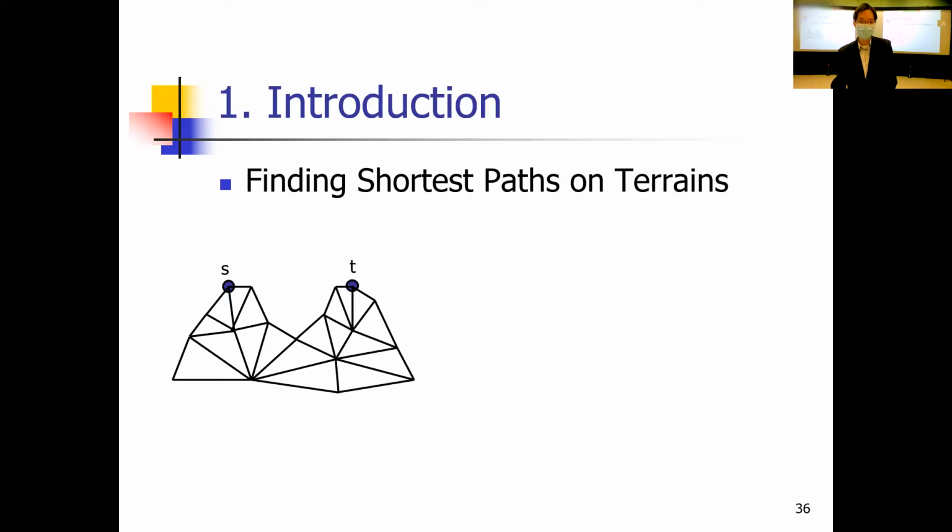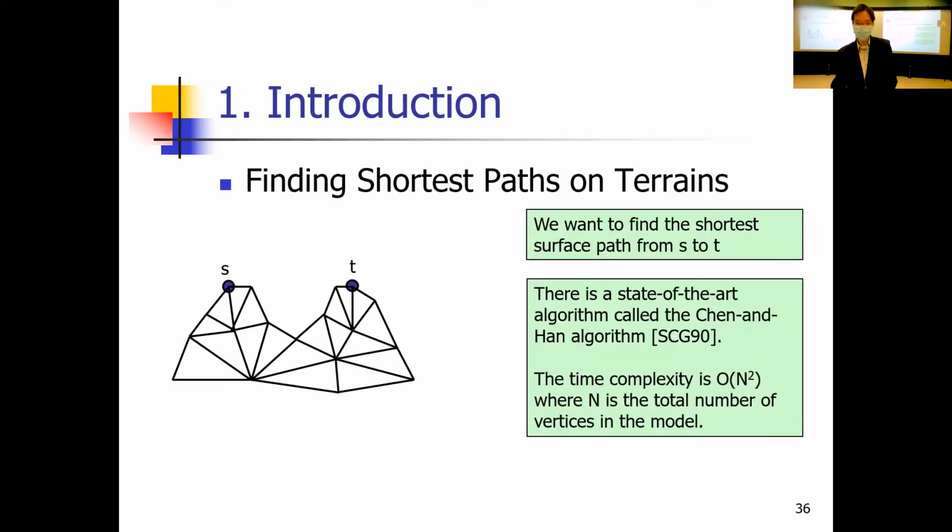If we want to find a shortest surface path, a shortest path on this surface, there is a state-of-the-art algorithm called the Chen and Han algorithm. However, in computer science, we talk about time complexity. The time complexity of this state-of-the-art algorithm is big O of n squared, where n is the total number of vertices in the model. What is the meaning of vertices? You can see that each triangle has corners. This corner, this corner and this corner correspond to the vertices. So how many corners are there? N squared. And actually this is very expensive in computation.